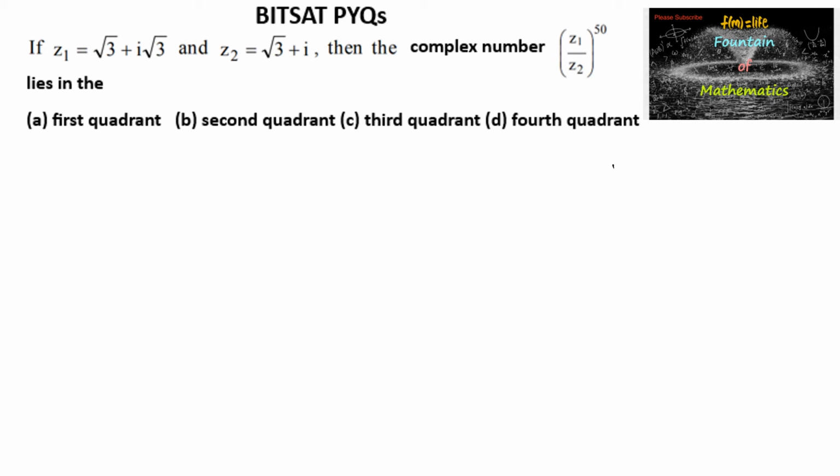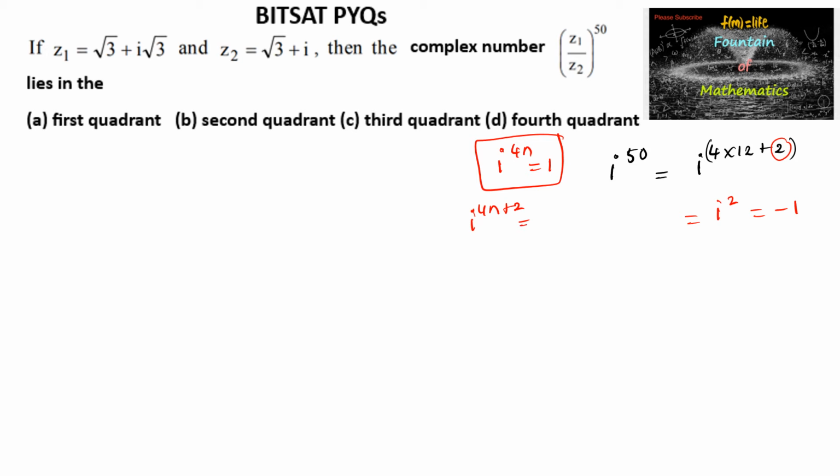And now here i to the power 50, we can write i to the power of 4 times 12 plus 2. When 50 is divided by 4, the remainder is 2. So we can consider it as i square, which is equal to minus 1, since we know that i to the power 4n is equal to 1, or i to the power of 4n plus 2 can be taken as i square, which is equal to minus 1.